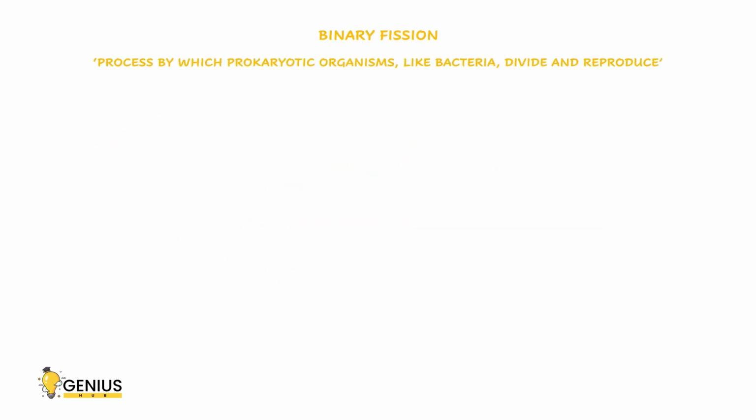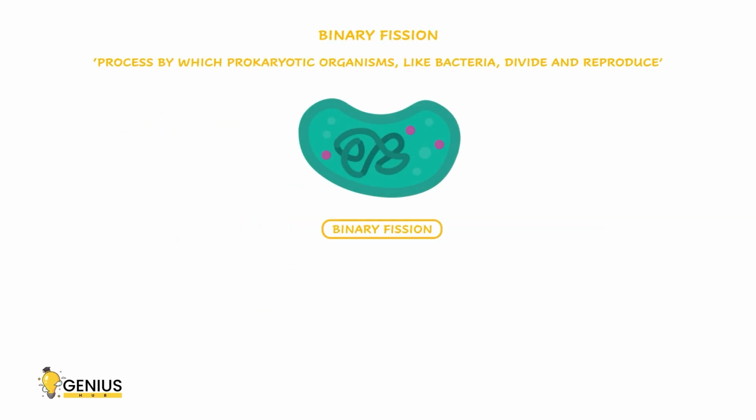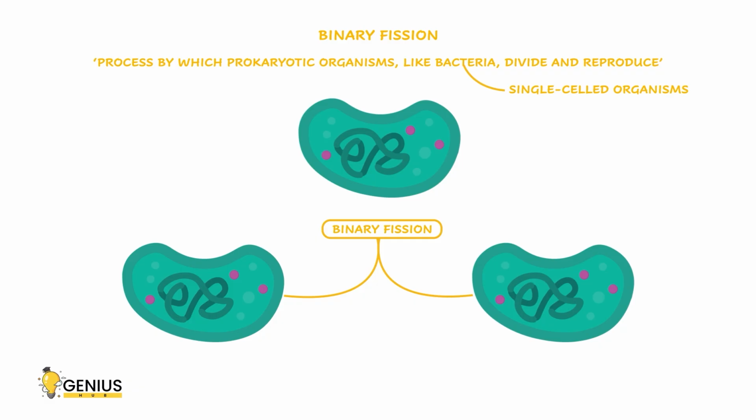As mentioned earlier, binary fission is the process through which a single bacterial cell divides into two. Since bacteria are unicellular organisms, binary fission is not only a method of cell division but also a form of reproduction. This is why it is sometimes referred to as a type of asexual reproduction. Now, let's explore how binary fission occurs.